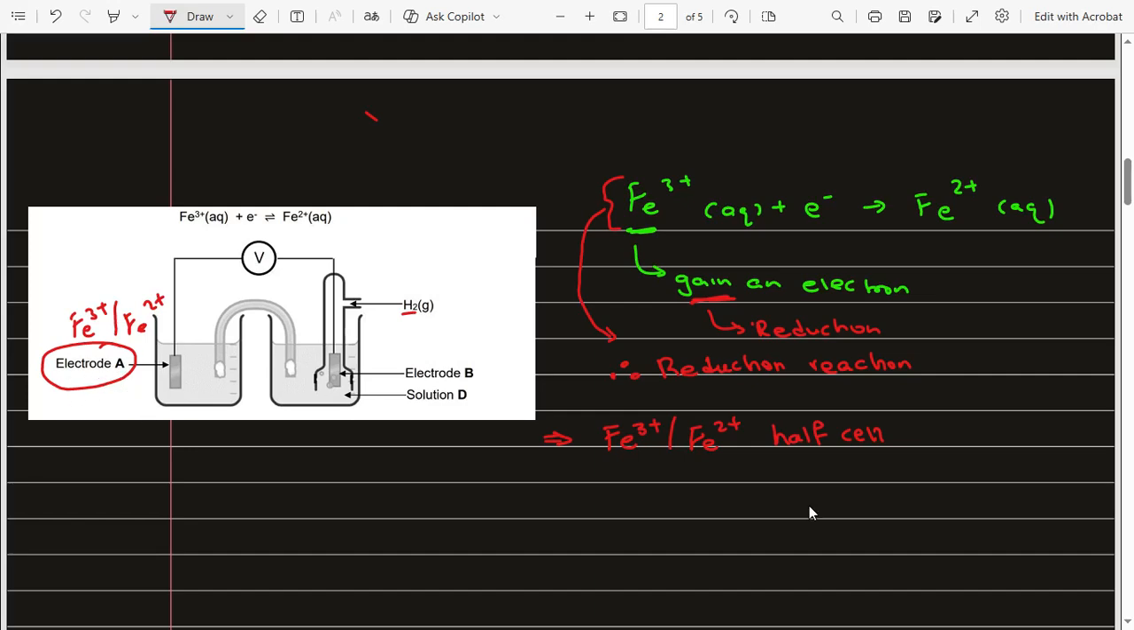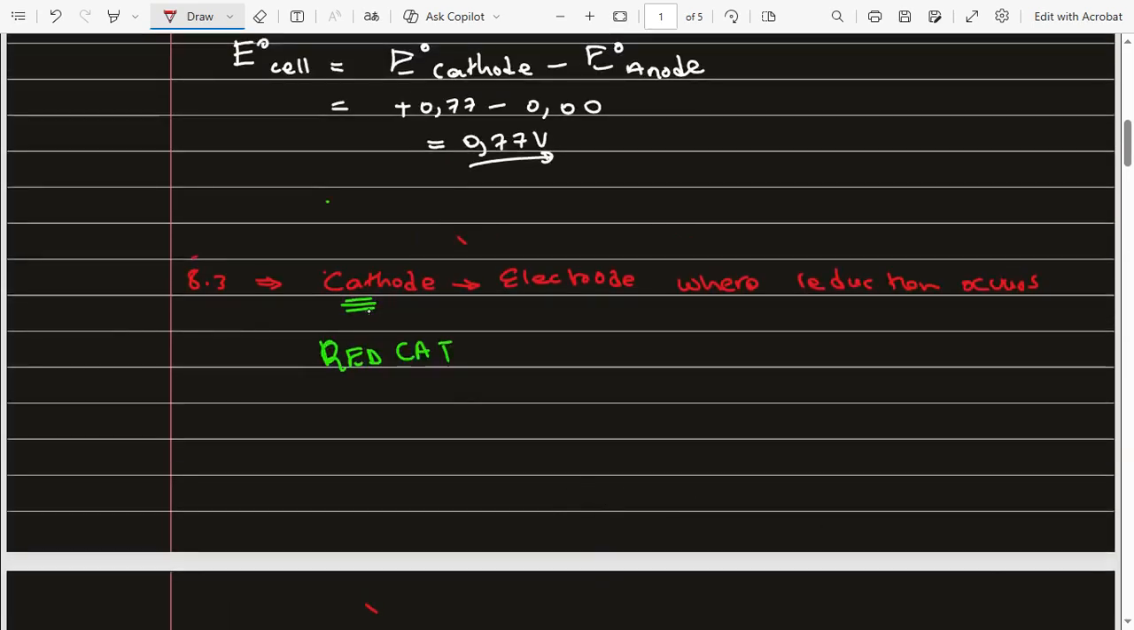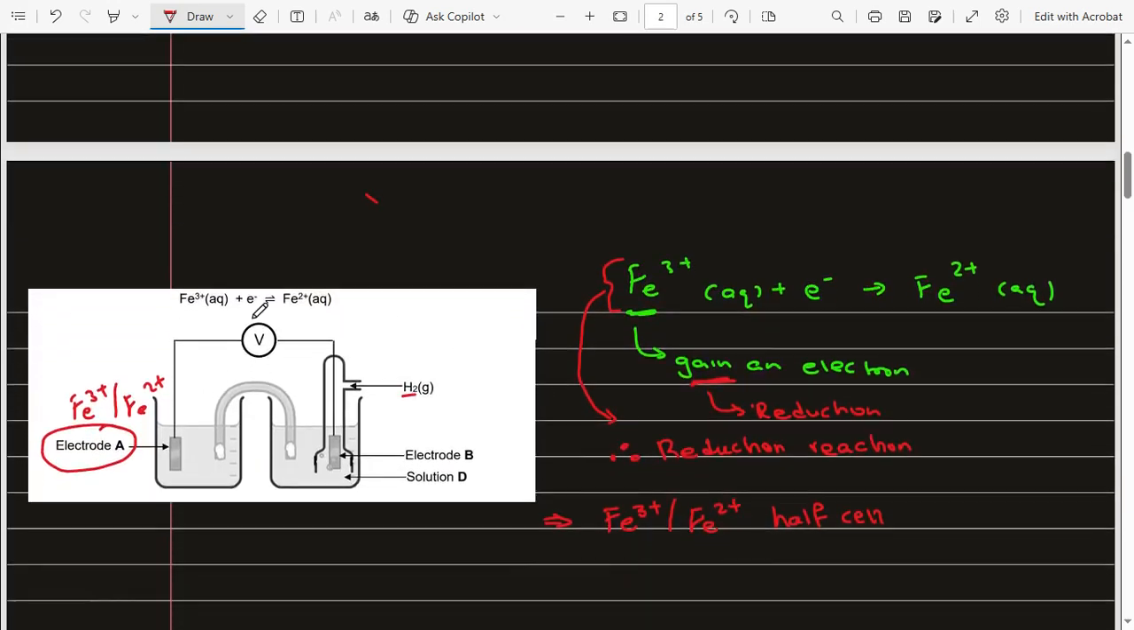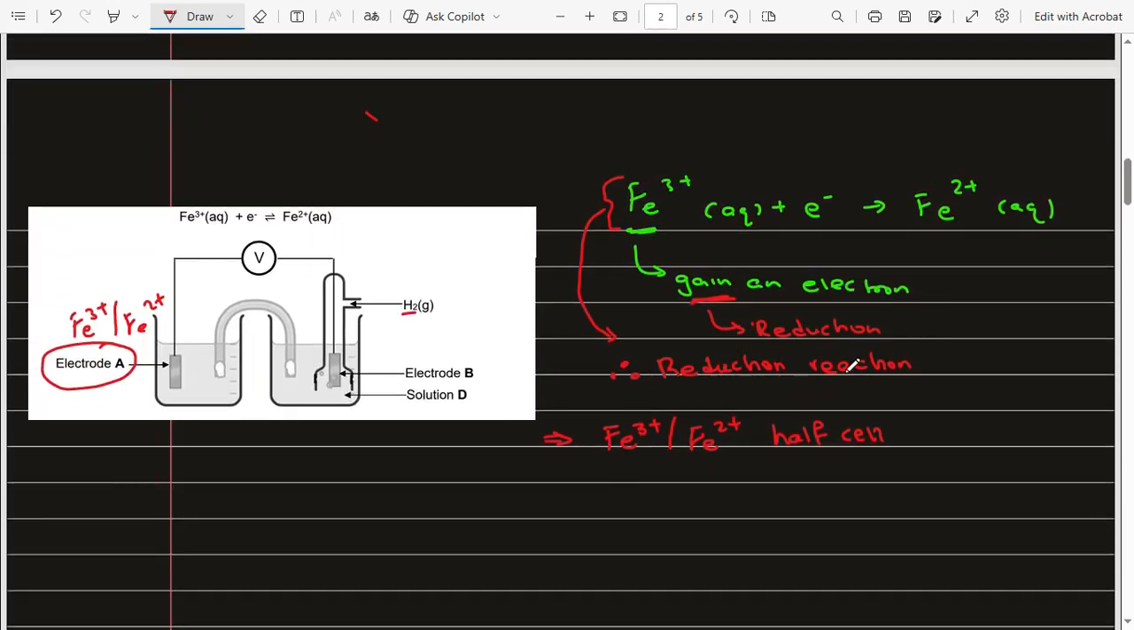We said that the cathode is where the reduction occurs, and we can see that the given half cell reaction is the reduction reaction. Since it's the reduction reaction, we need to check between electrode A and B which electrode is for that given reaction, which is electrode A. So electrode A is the one that will be the cathode. I hope you understand that part. This makes electrode A the cathode, and electrode B will be the anode.